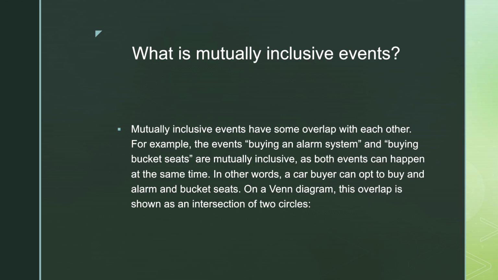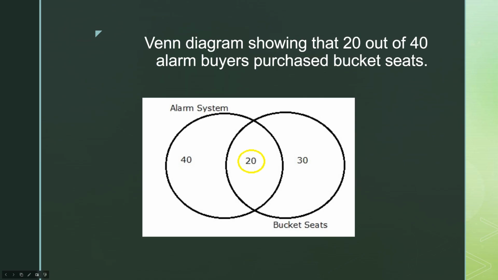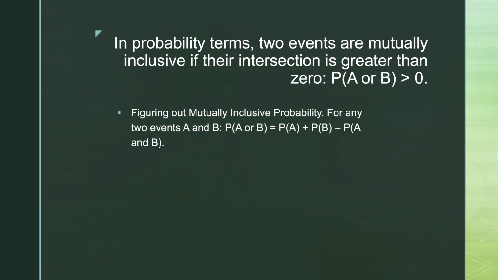On a Venn diagram, this overlap is shown as an intersection of two circles. Venn diagram showing that 20 out of 40 alarm buyers purchase bucket seats. In probability terms, two events are mutually inclusive if their intersection is greater than 0, P(A and B) is greater than 0.